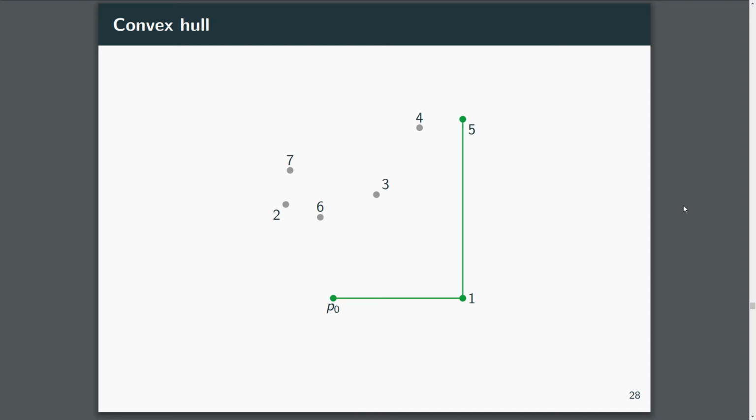If you do this again from this point, first you would select P0 and then move on to 2 and then 4. And so you would add 4 to the set. And then 7, 2, and P0 again. And then we have our convex hull.